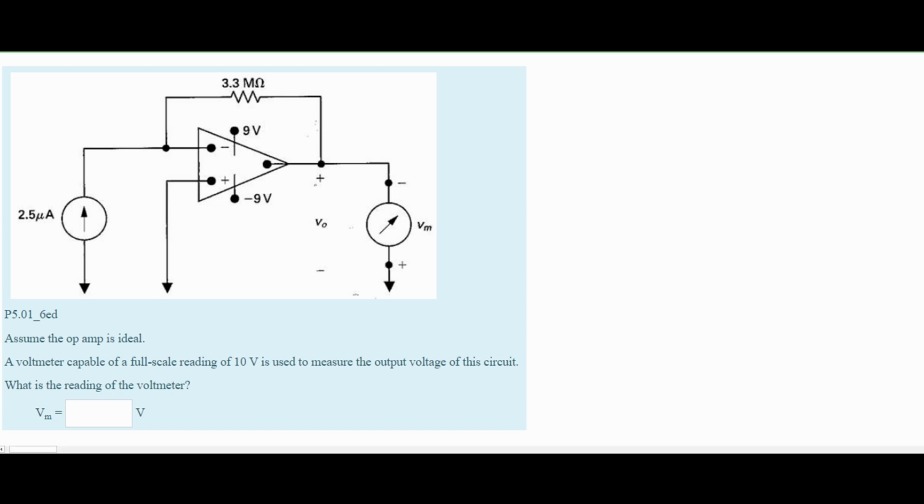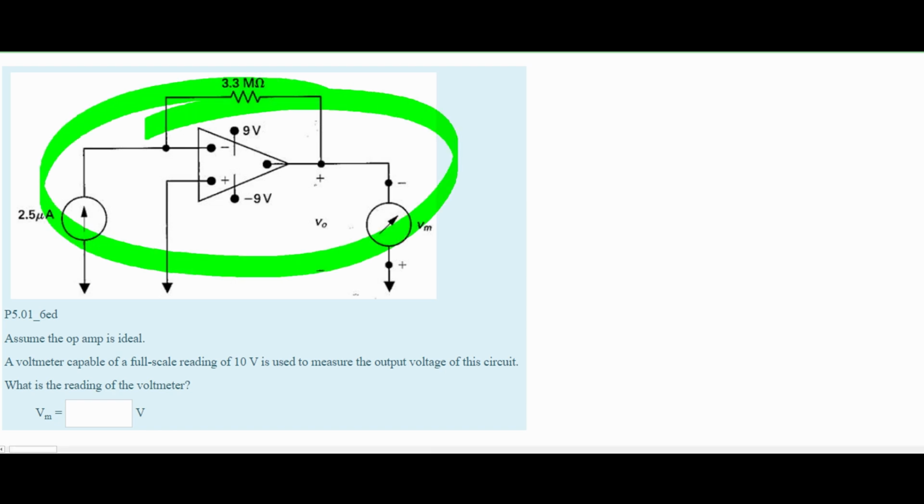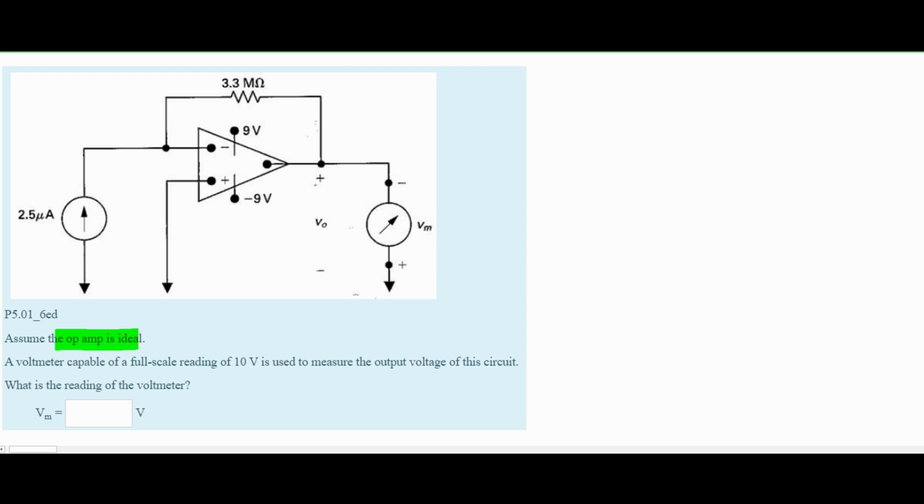In this problem, we are given the following circuit diagram. We're told that the op-amp is ideal, and we're told that a voltmeter capable of a full-scale reading of 10 volts is used to measure the output voltage of the circuit. We need to tell them what is the reading of the voltage. So basically, we need to get V naught, because the VM will be reading our V naught.